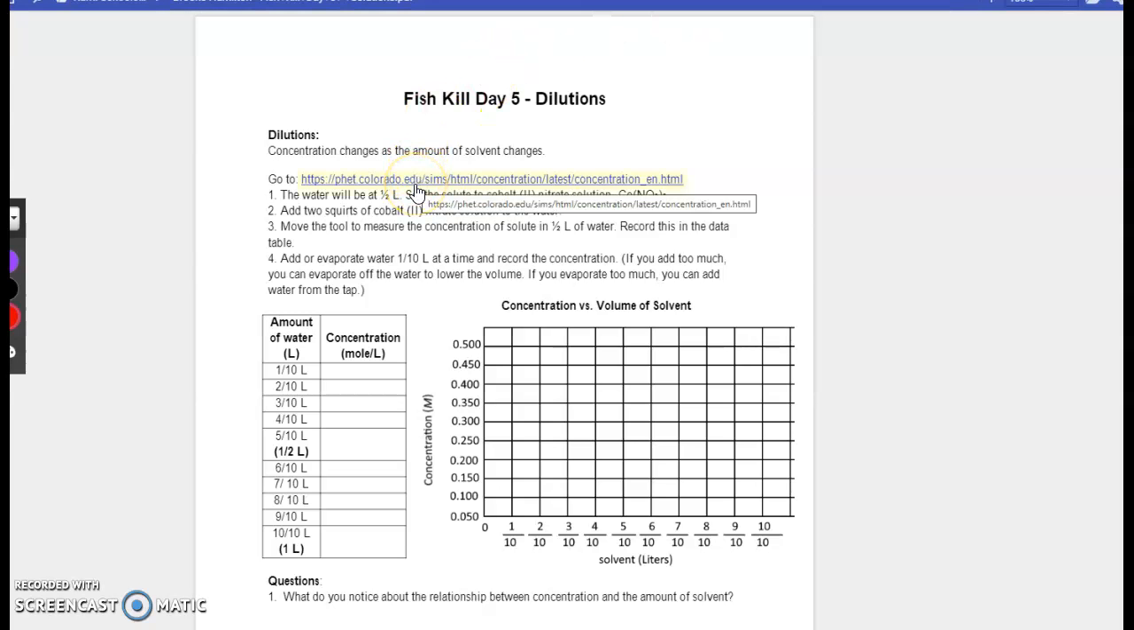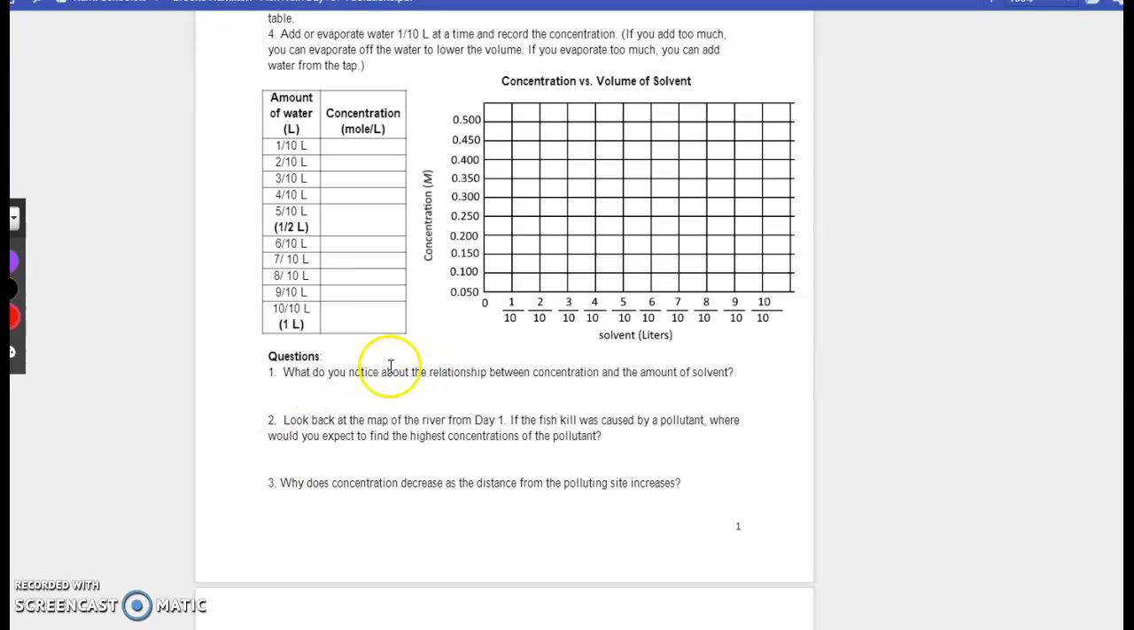So we're going to play the FET here first to start off. Then there are 3 questions to answer. What do you notice about the relationship between concentration and the amount of solvent? So we're going to look at a graph that you're going to make.